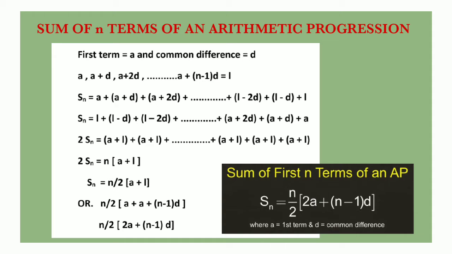So the next step, see, Sn is equal to, you just take the last term first, that is reverse order. Okay, you write reverse order. So you get l plus l minus d plus l minus 2d plus etc., plus a plus 2d plus a plus d plus a. Okay, so you will get two equations. Add these two equations, in the left side, Sn and Sn.